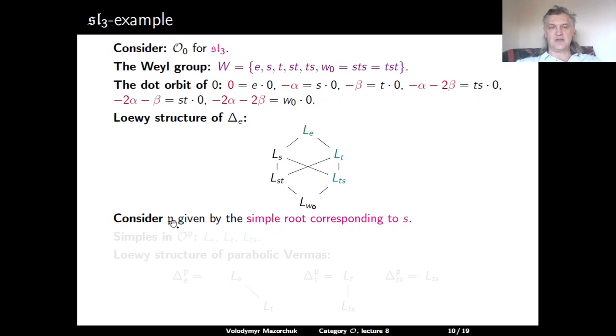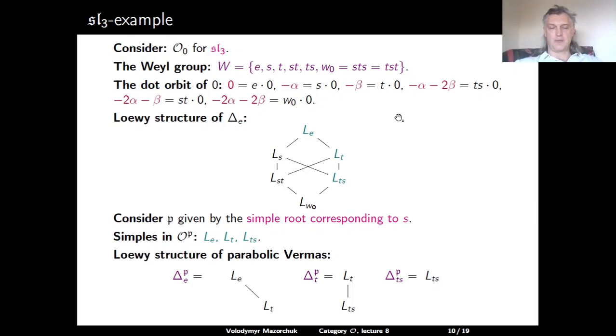Let us consider the parabolic subalgebra P given by the simple root corresponding to s. From our description before, it means that the simple modules from the principal block which belong to the parabolic category O P are the simple highest weight modules L e, L t, and L ts. So these are the modules whose weights are dominant with respect to the semisimple part of P. The semisimple part of P corresponds to the simple reflection s. So these are the dominant weights for s.